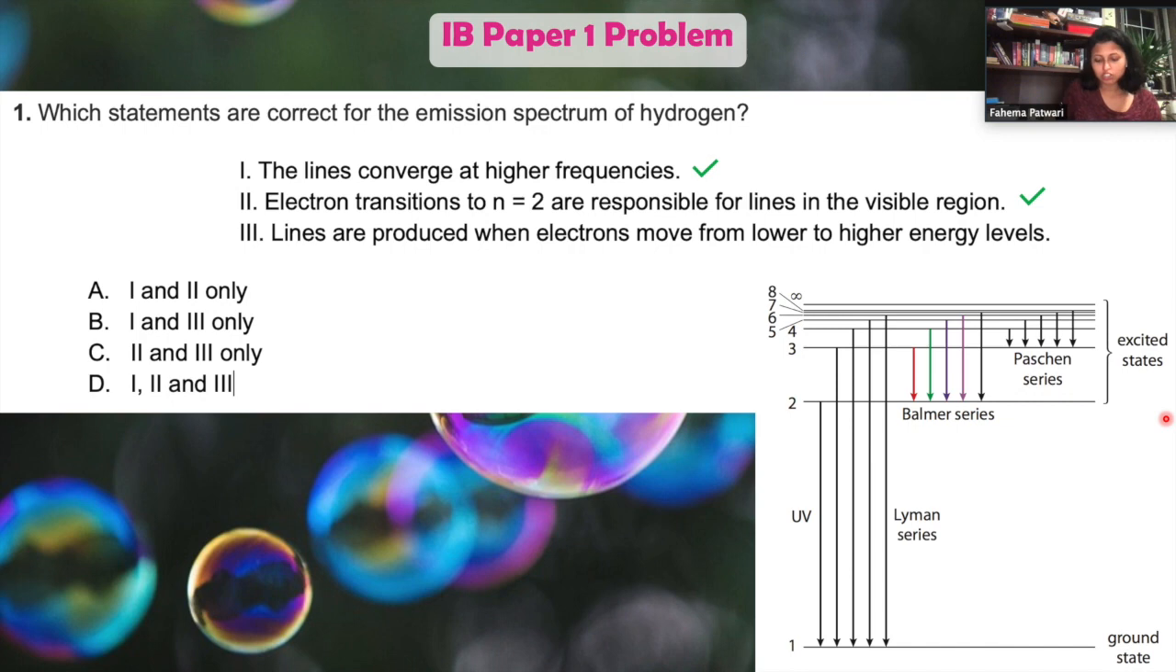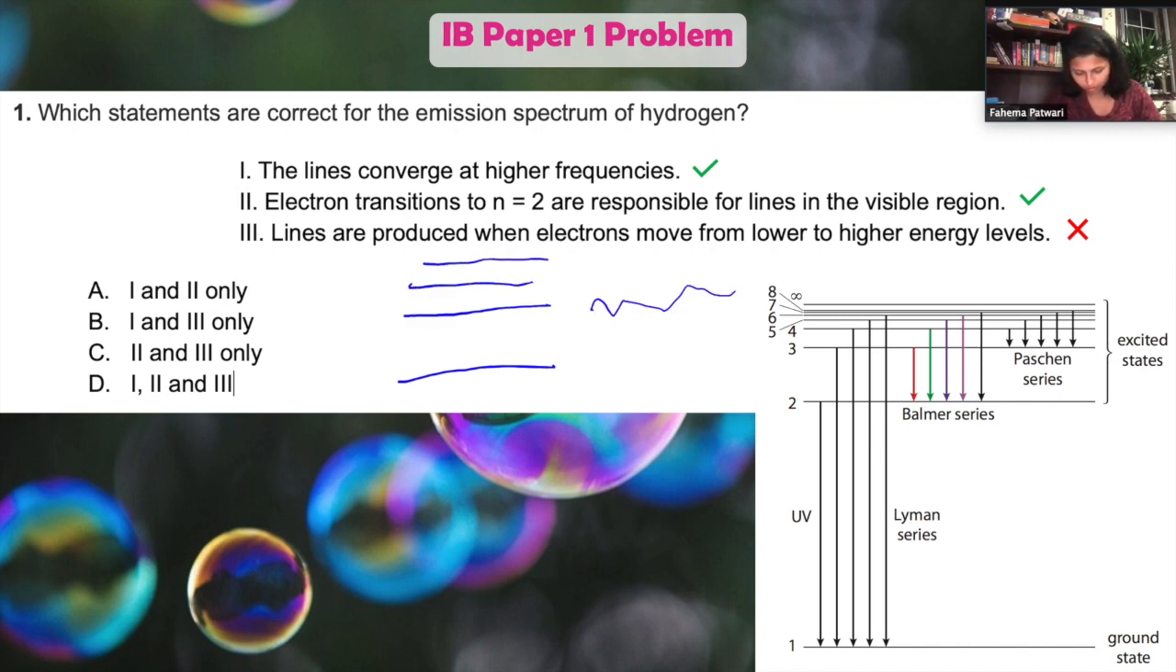Lines are produced when electrons move from low to high. So this is talking about emission spectrum. In an emission spectrum, light is coming out, so electrons are losing energy. So no, it's not electrons moving from low to high. It's electrons moving from high to low. All right, let's draw that real quick. So emission spectrums: energy is being lost, it's going out, so your electron must be dropping. So it's going from high to low.